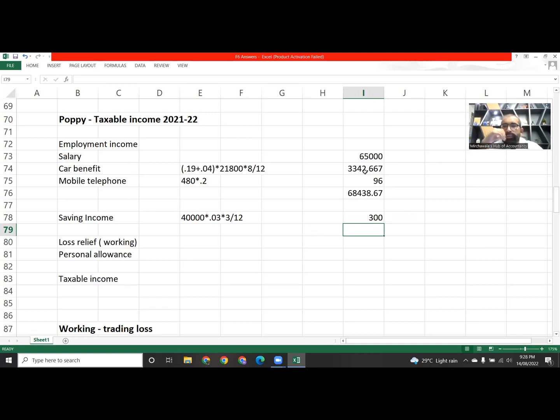So let me calculate the total income first. This is your total income. And now you have to set off the loss in front of your total income. Now let's calculate the loss, giving you just 1 minute to settle down. Check it out.